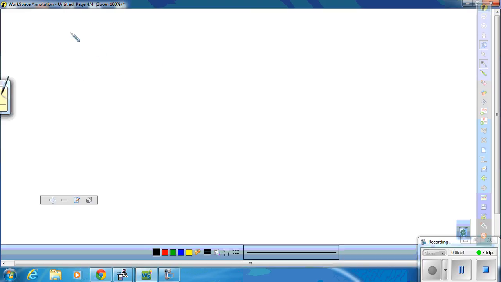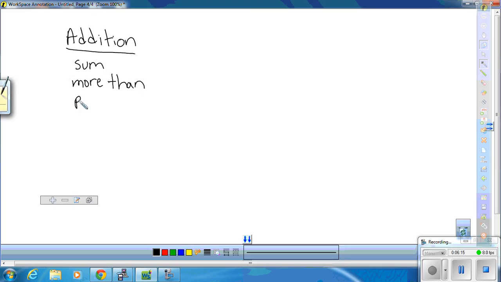So let's talk for a second about some of the different words that you might see pop up if you are dealing with an add situation. Addition. Some of the words that you see when you're dealing with addition might be some, more than, they do sometimes just say plus or add. These are some of the more common ones. The sum of, 3 more than, 3 plus, added 3. Those are some of the common ones.